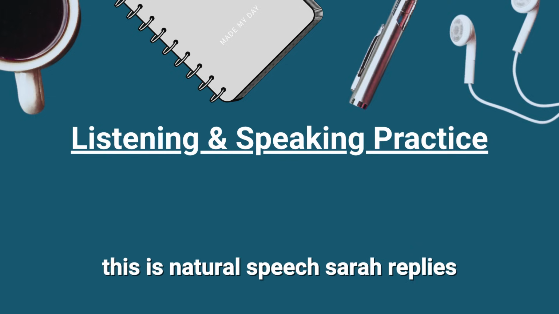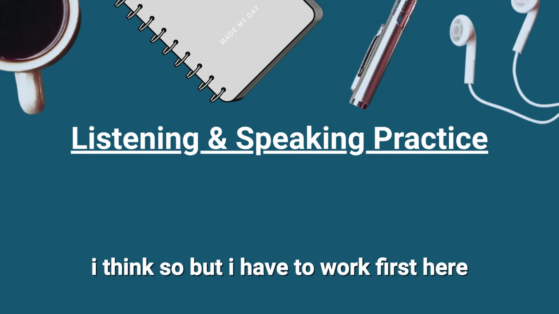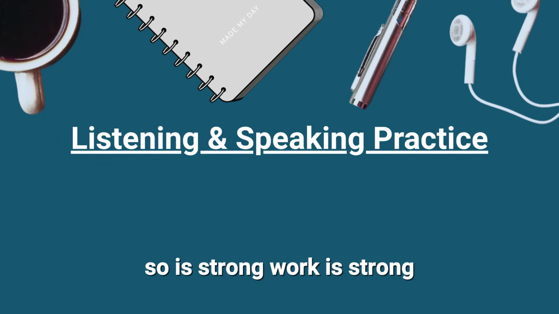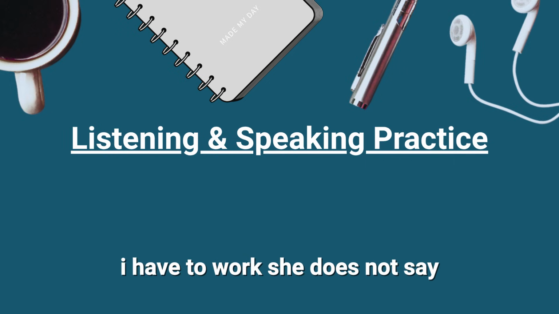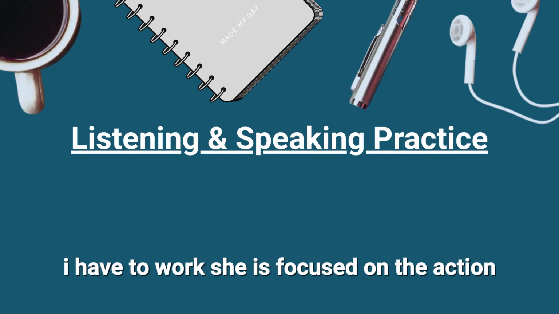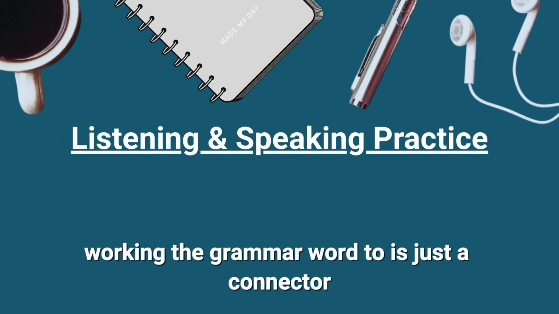This is natural speech. Sarah replies, "I think so, but I have to work first." Here, so is strong, work is strong, but to is weak again. I have tuh work. She does not say, "I have to work." She is focused on the action, working. The grammar word to is just a connector.